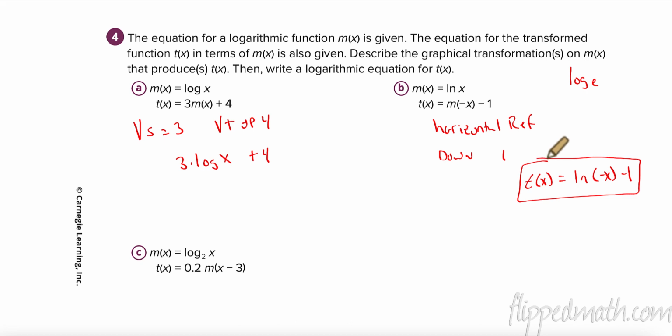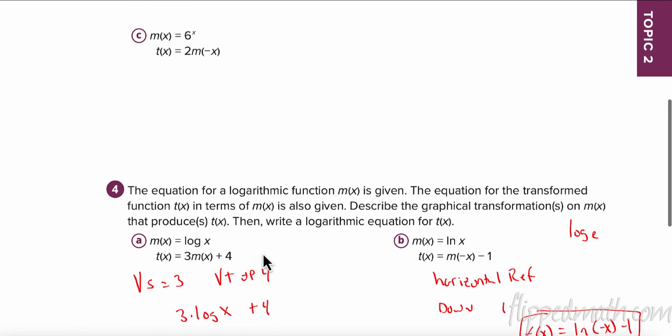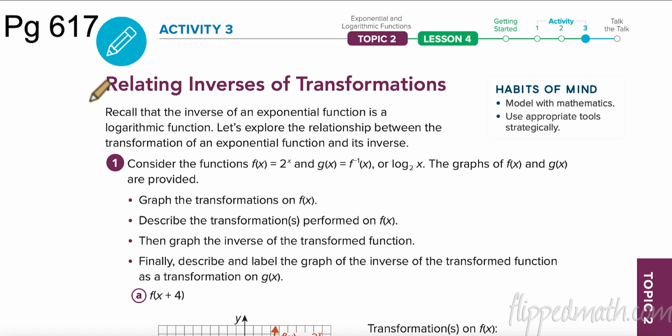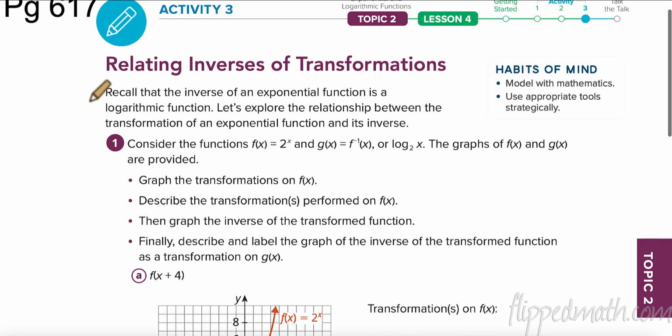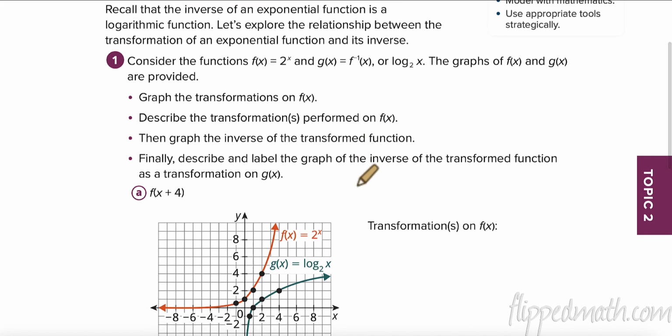All right. Take just a minute and come up with the 2 new equations for part C, parts 3 and 4. Go. All right, so let's take a look at page 617. This is going to be kind of weird, but what we're going to do here is start with f of x, which is 2 to the x, and g of x, which is the inverse, log base 2 of x. And you can see those graphs here.